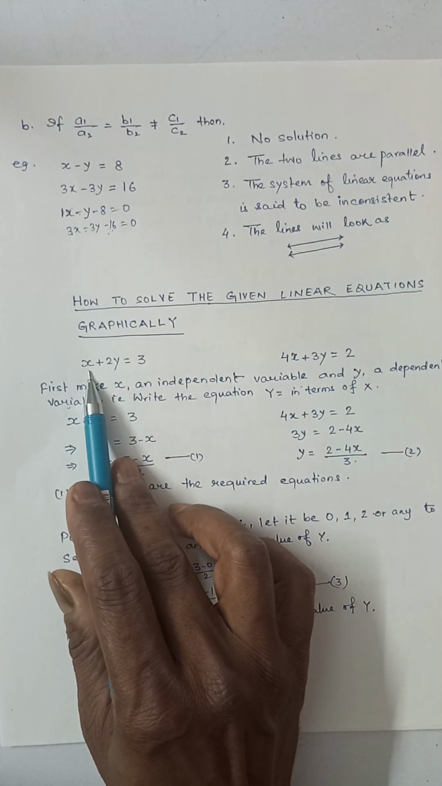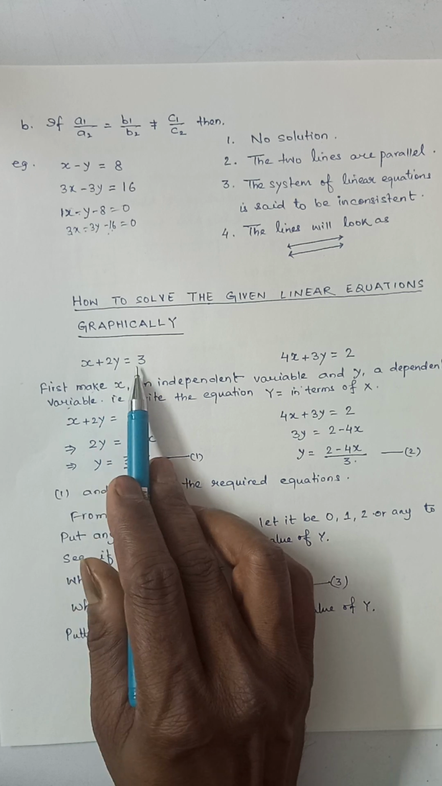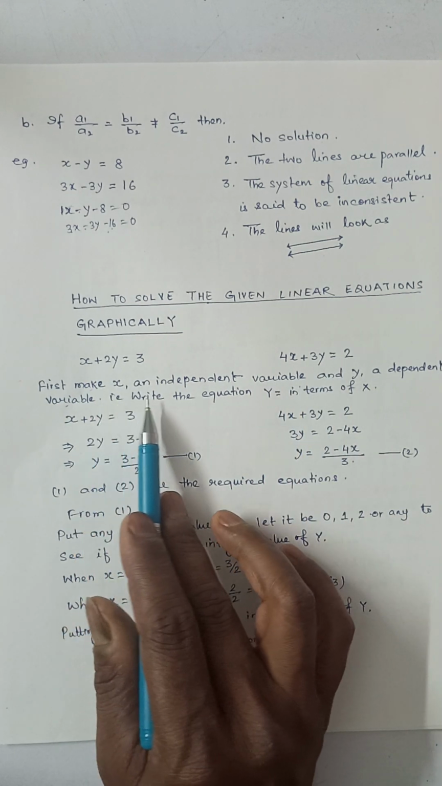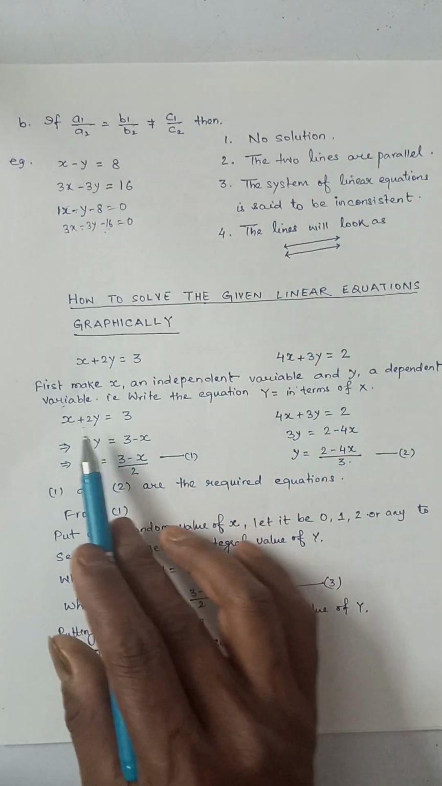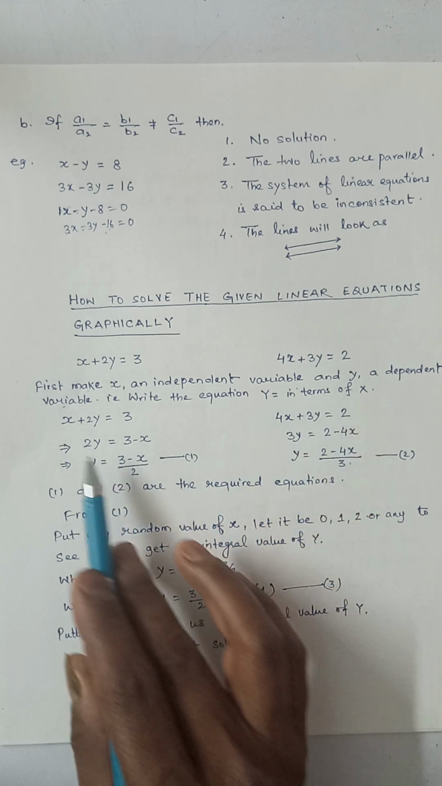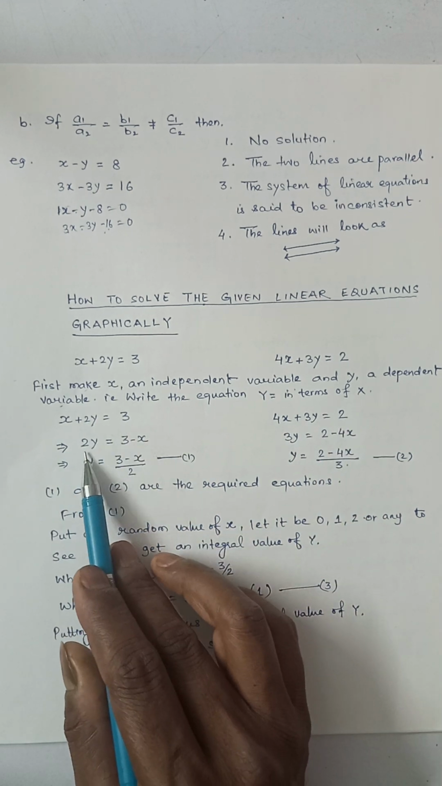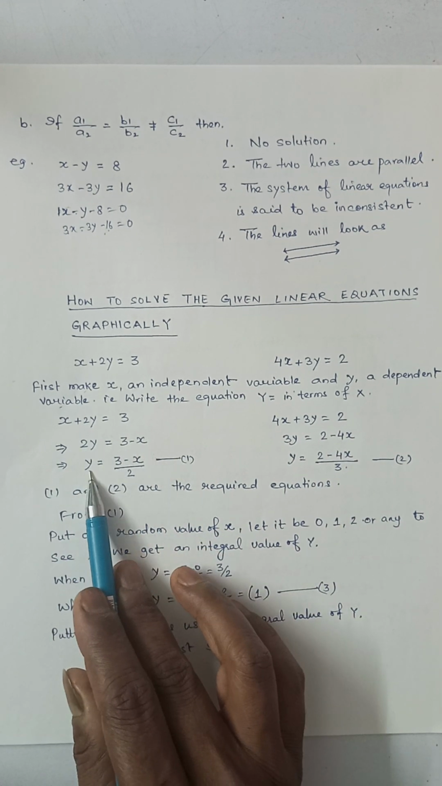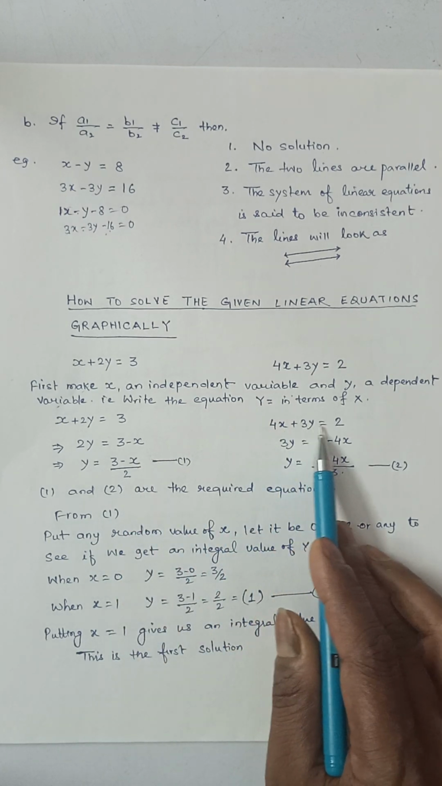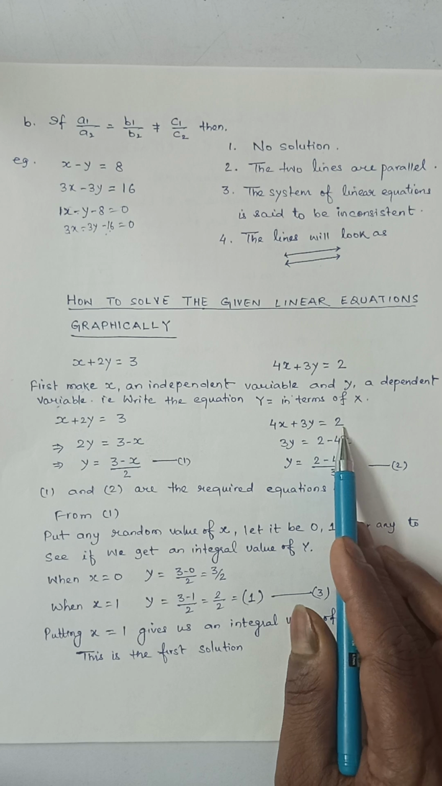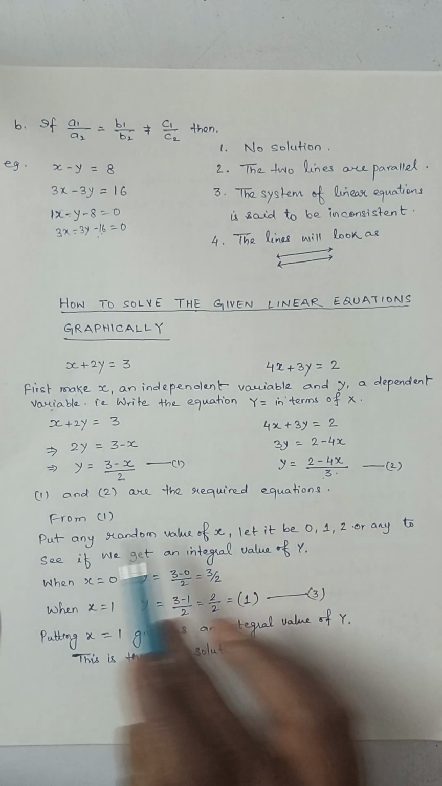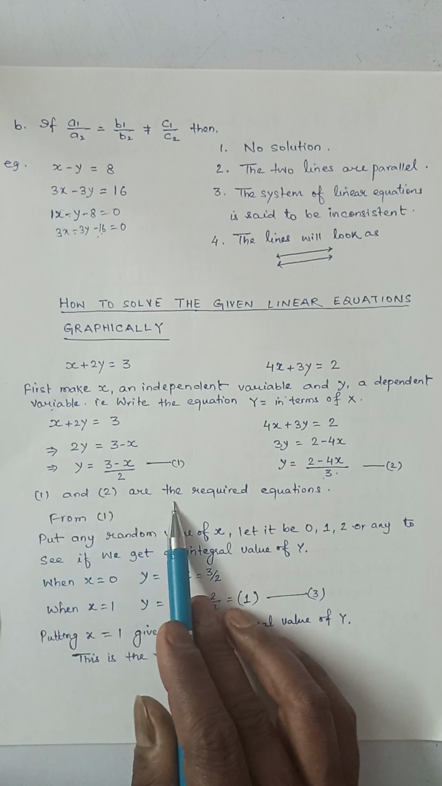We have two equations over here, x plus 2y equals 3 and 4x plus 3y equals 2. So first make x an independent variable and y a dependent variable. That is, write the equation for y in terms of x. So x plus 2y equals 3, or 2y equals 3 minus x, and y equals (3 minus x) by 2. Here 4x plus 3y equals 2, 3y equals 2 minus 4x, and y equals (2 minus 4x) by 3. Equation 1 and equation 2 are the required equations.